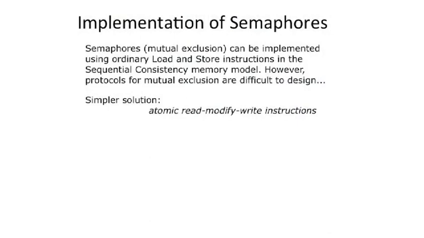Dijkstra came up with this naming nomenclature. So, the implementation of semaphores. This idea is all well and good, but we still need some way to come up with mutual exclusion. Believe it or not, you can actually do this with just loads and stores.